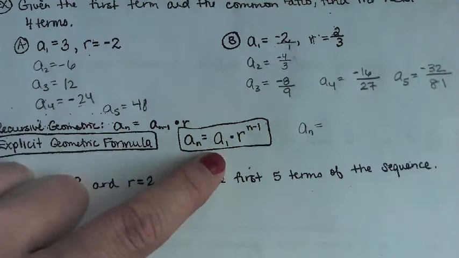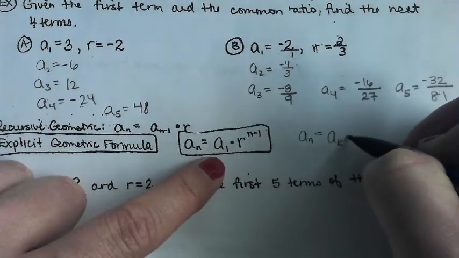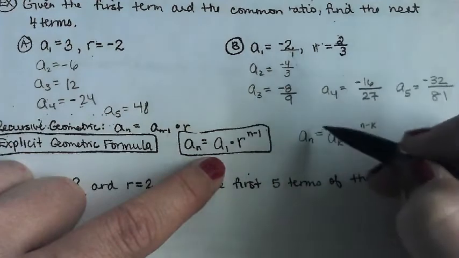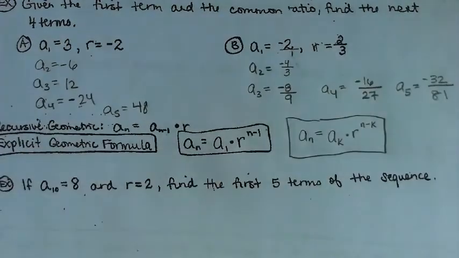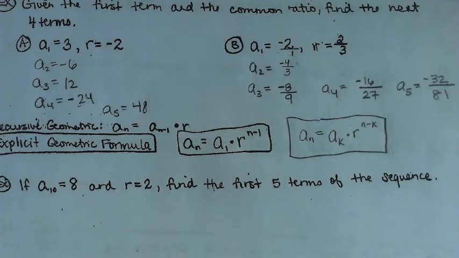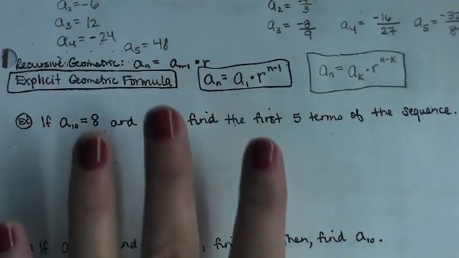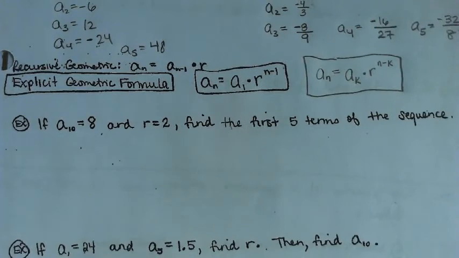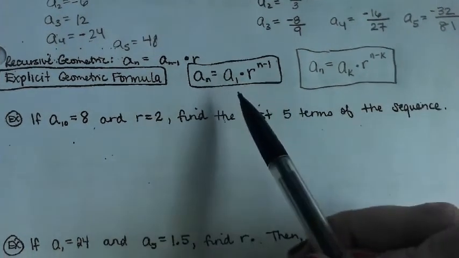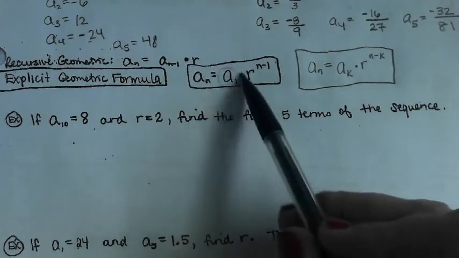We can change our 1's to k's, because although it's wonderful when we're given the first term, lots of times that's not the situation. You're given the 7th term and the 11th term. So I just changed my 1's to k's, and it makes it 10 times more useful. Okay? So, for example, this next one gives us the 10th term and the common ratio and asks us for the first 5 terms.